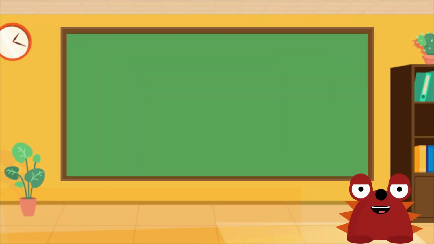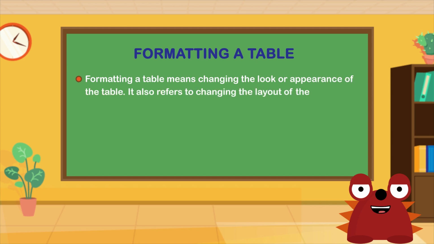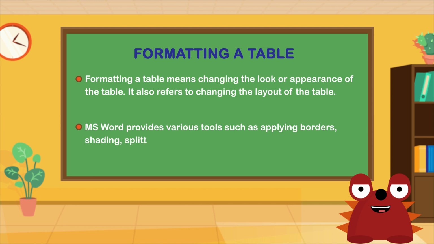And now, let's move on to learning about formatting a table. Formatting a table means changing the look or appearance of the table. It also refers to changing the layout of the table. Microsoft Word provides various tools such as applying borders, shading, splitting, and merging the cells of a table. Let's go into each one of them.